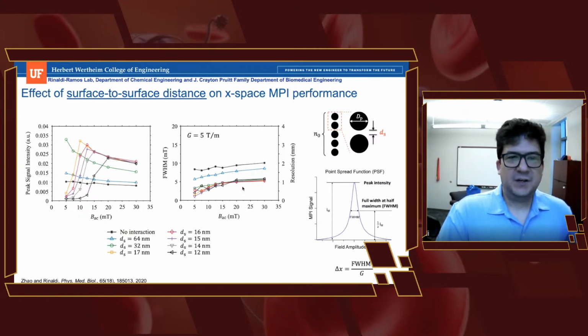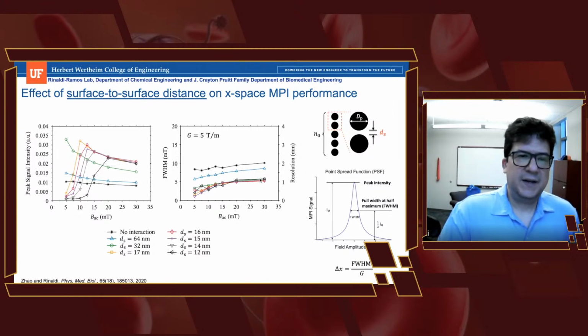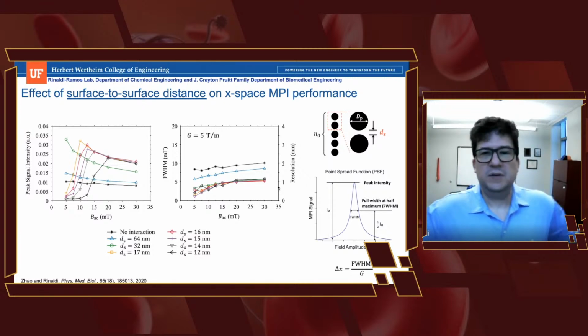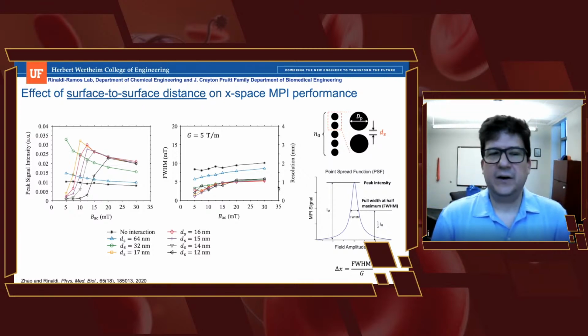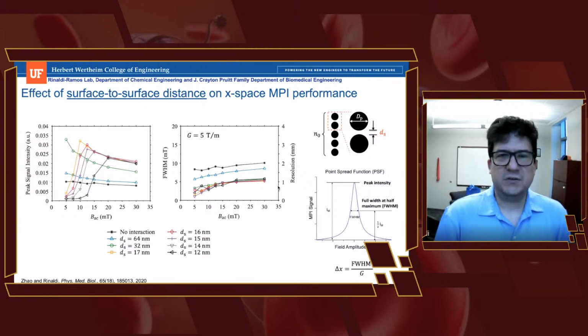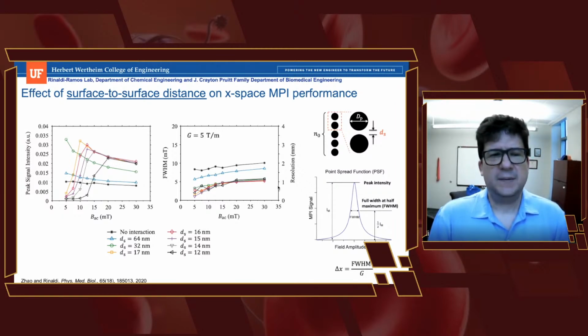Full width at half maxima that are predicted also depend on the excitation field. And importantly, the model predicts that we can achieve sub-millimeter resolution, which would be very exciting because until now, the best reported MPI tracer has a resolution, if I remember correctly, of about 0.8 millimeters.